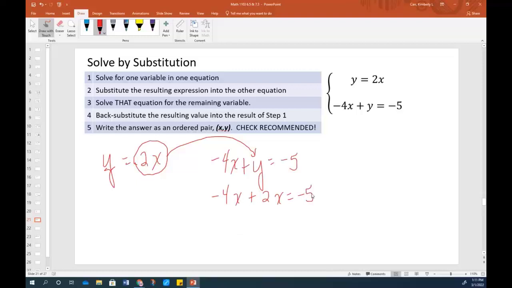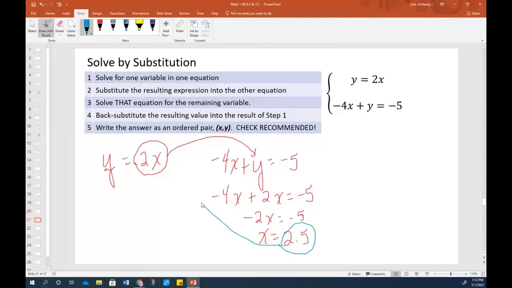Step 3, solve that equation for the remaining variable. So now I just have an equation that only has x in it. I can combine my like terms. Divide by the coefficient of negative 2. Negative 5 divided by negative 2 is positive 2.5. Back substitute that result. So what happens is now we know what x is.